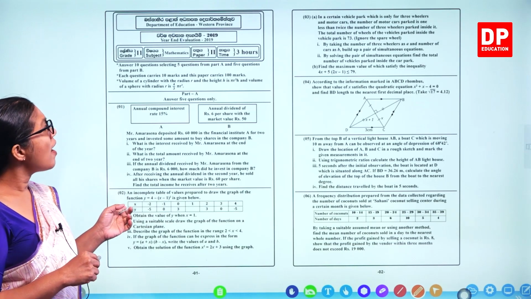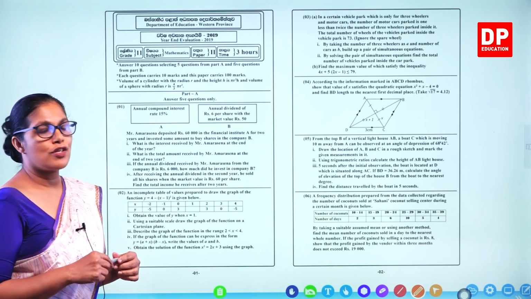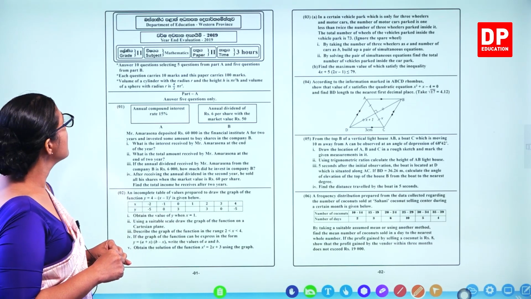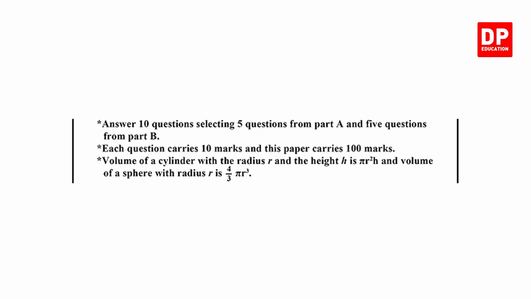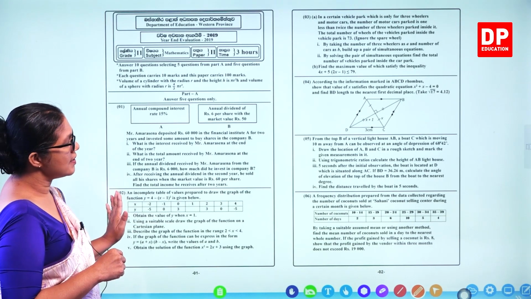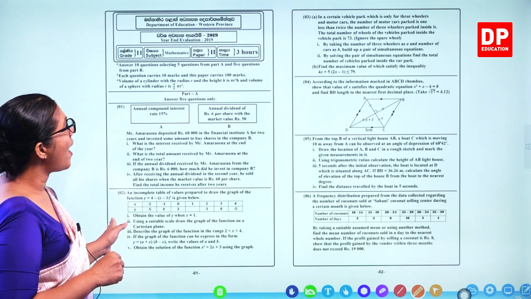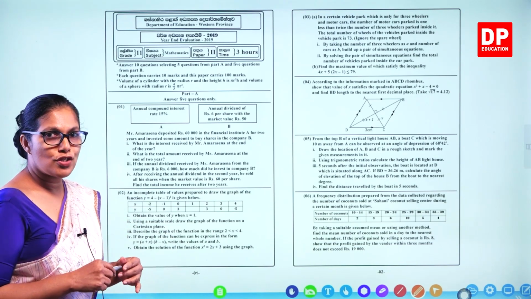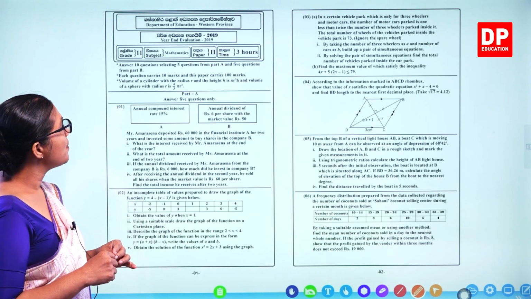And what about the marks? Each question is worth 10 marks. You are given the volume of the cylinder is pi r squared h and volume of the sphere is 4/3 pi r cube. So select 5 questions out of 6 from part A and 5 questions from part B.